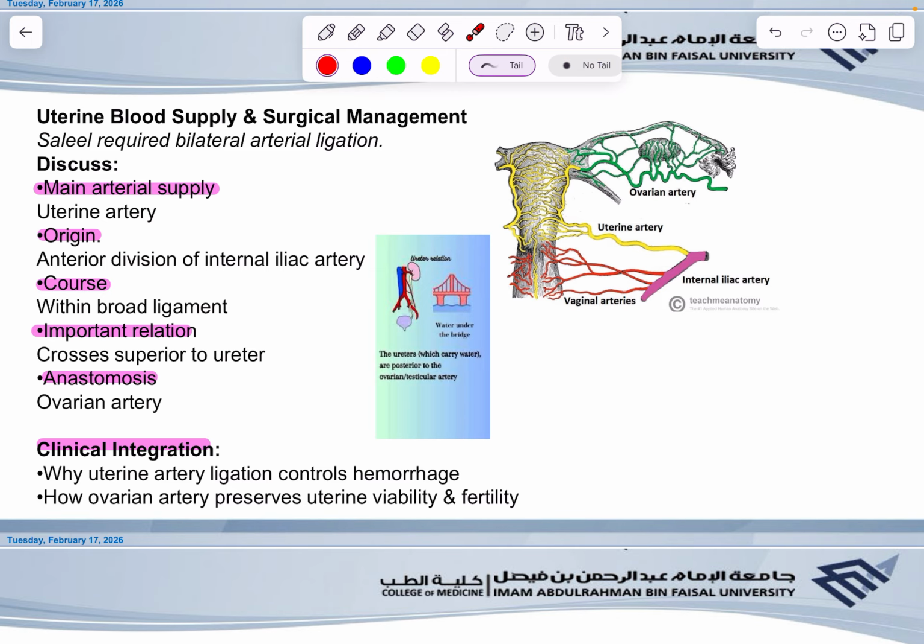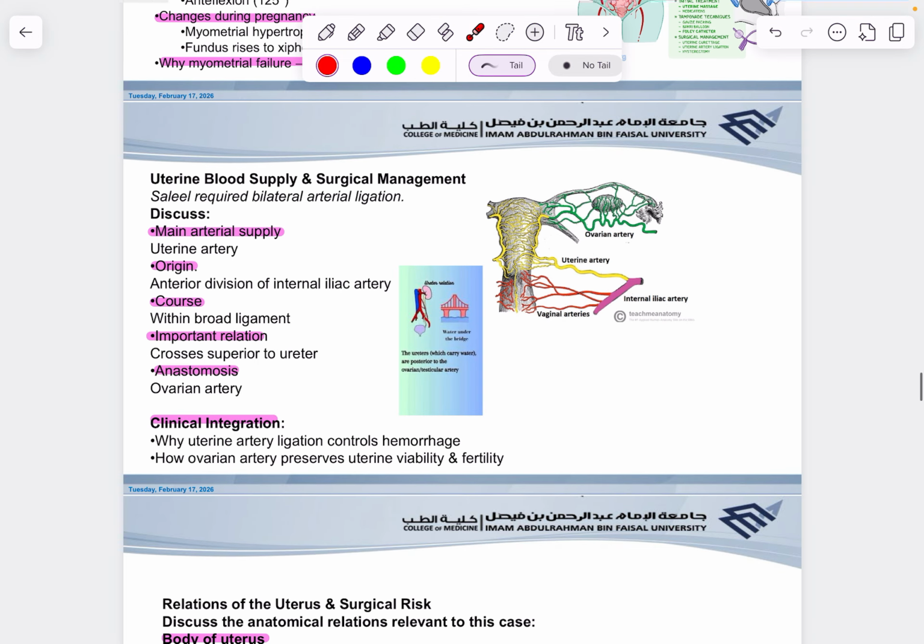It's the most abundant supply to the uterus. So when we ligate it, we can prevent hemorrhage. بس بنفس الوقت there's collateral supply from the ovarian artery, so we can still preserve her fertility. And at the same time, the uterus is being properly supplied.